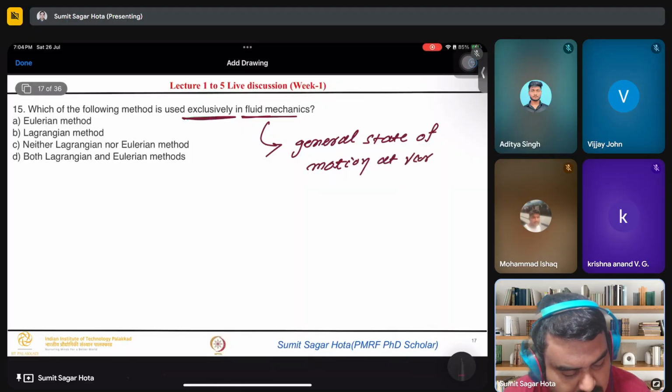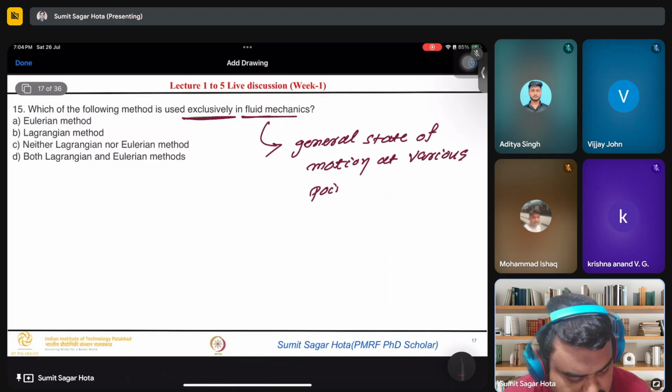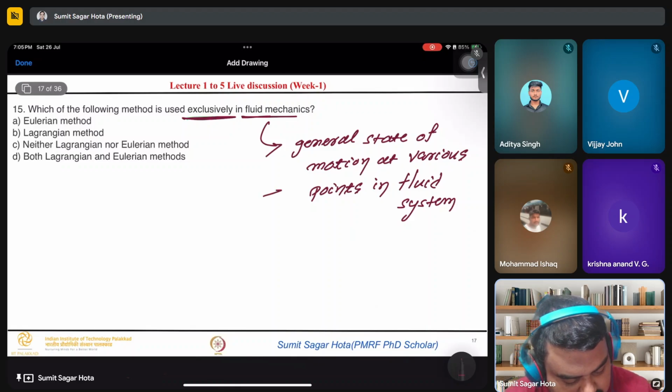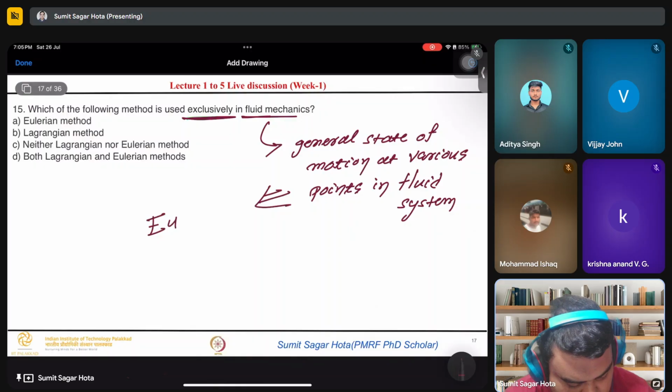at various points in fluid mechanics or a fluid system. This is the definition of the Eulerian system, or Eulerian method.